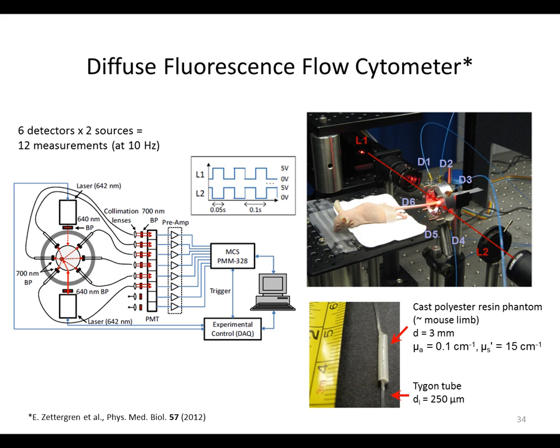On the right, you see a picture of the instrument with the mouse tail in the ring. Here are the detectors, and here are our 2 sources. We've actually used this to collect in vivo data and to validate this concept, and it's been published here and in other papers from our lab. But the data that I'm going to show you today was generated with a phantom like this. It's a cast polyester resin phantom that's designed to mimic the optical properties of a mouse limb. Then we run this Tygon tubing through it to simulate a large blood vessel. And through that, we use flow cytometry calibration microspheres to mimic fluorescently labeled cells flowing in the animal.